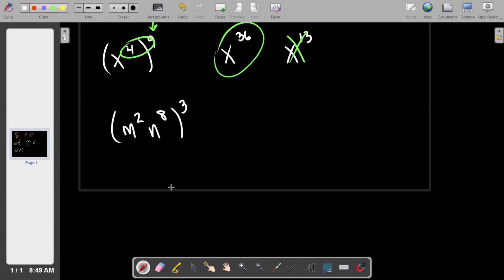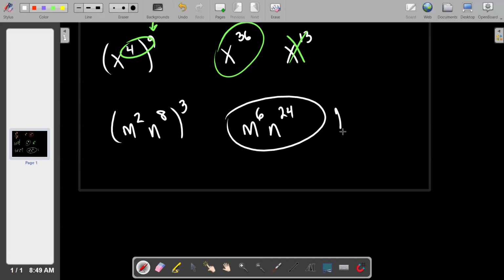Again, you should be done. These are not 2-minute problems. These are 10-second problems at the worst. So I'm not going to put multiple choices up here again. Who would like to volunteer what you think it is? Go ahead, Embry. M to the sixth and n to the 24th is correct.